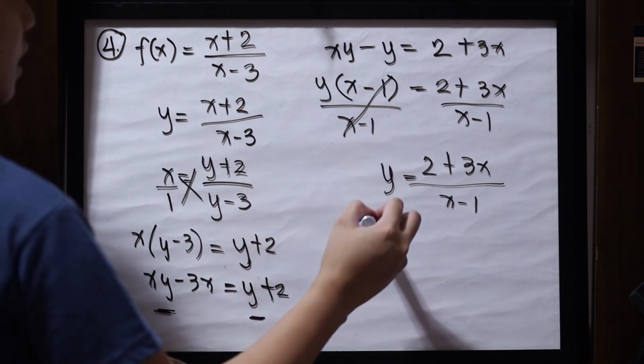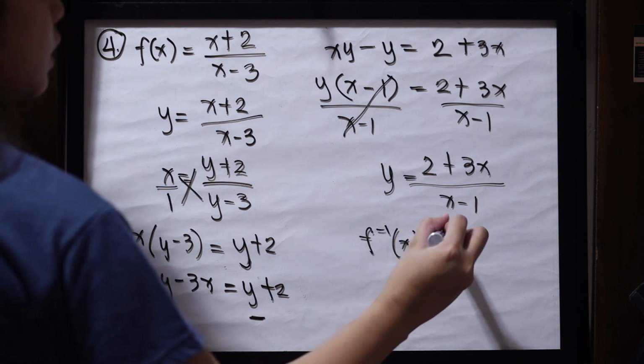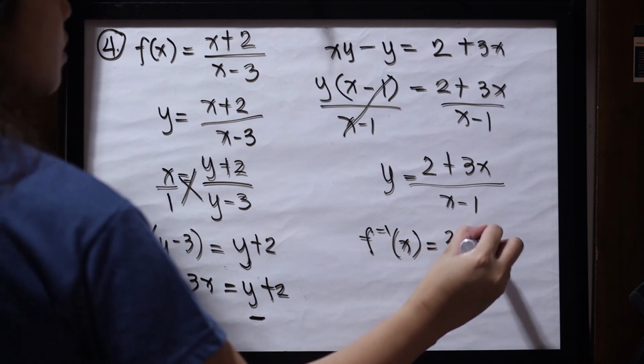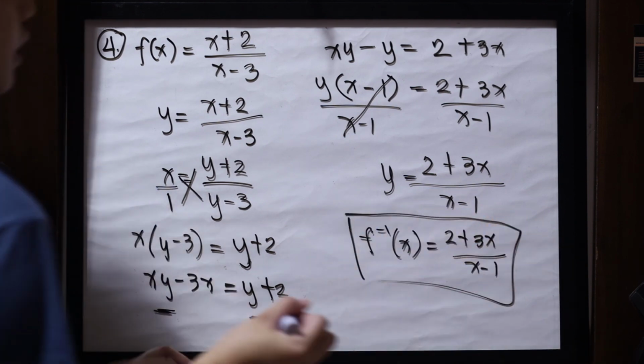And then, we just change y to f raised to negative 1 of x is equal to 2 plus 3x all over x minus 1 to indicate na this is the inverse of the given function.